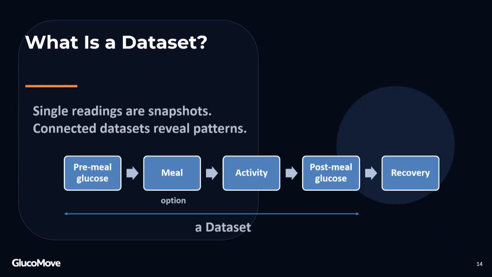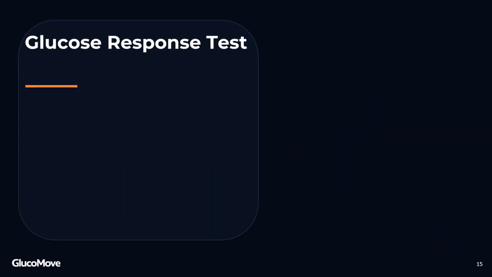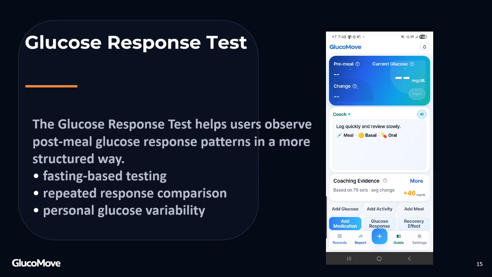If measuring glucose around every meal feels difficult, try starting with at least one dataset per day. For example, users may choose the meal with the highest carbohydrate level of the day, measure glucose before and after the meal, and include post-meal activity whenever possible. Over time, many users may begin to notice clear differences in post-meal glucose responses when activity is included compared to when it is not. This is one of the core reasons why connected datasets and post-meal movement are emphasized inside GlucoMove. The glucose response test is designed to help users observe how glucose changes after meals.